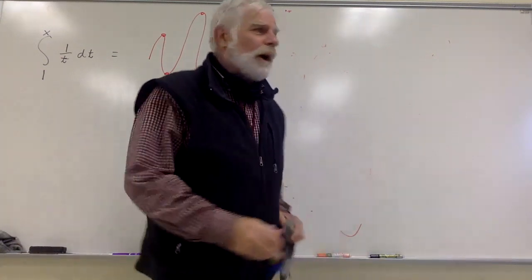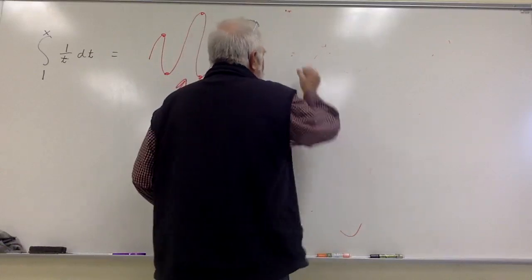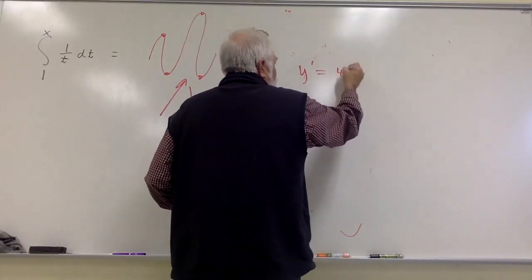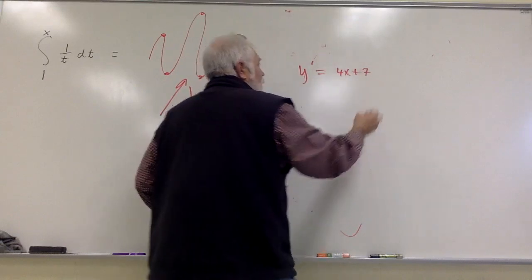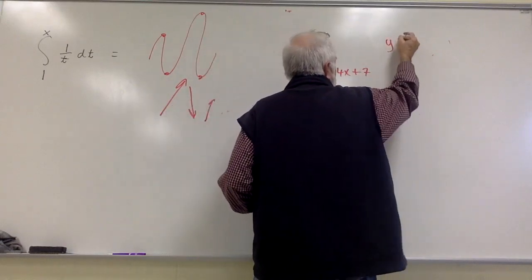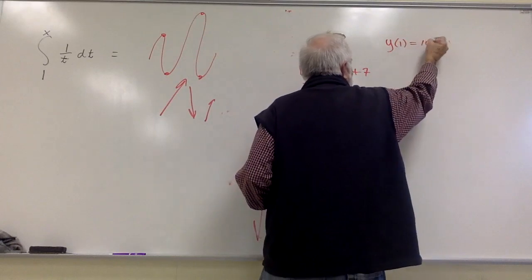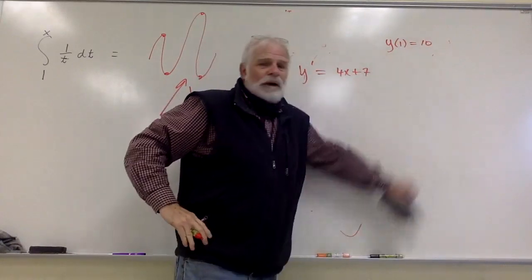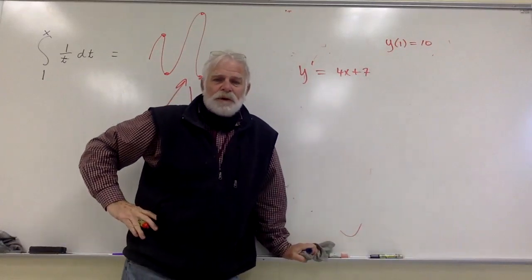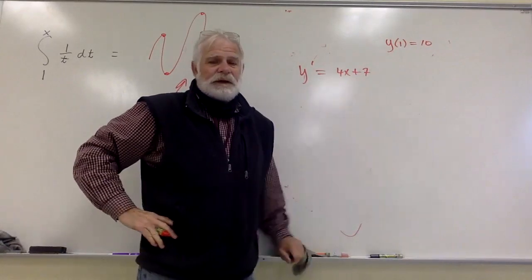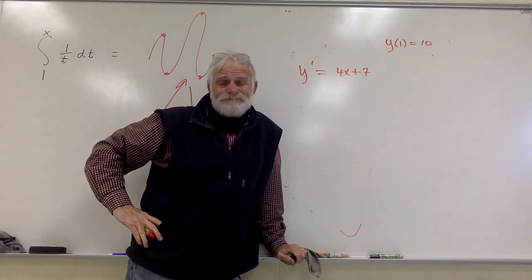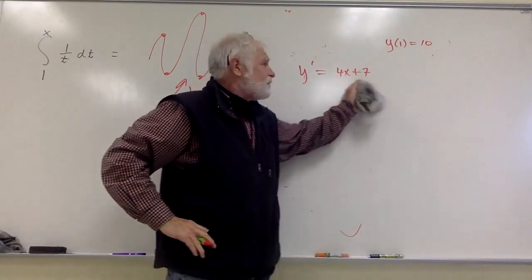So I'm going to give you y prime, which is a rate, by the way. Let's do 4x plus 7. And I know that I have an initial condition of y(1) equals 10. So that means an hour from now, Grandma is 10 miles north of the border, traveling at a velocity of 4x plus 7.